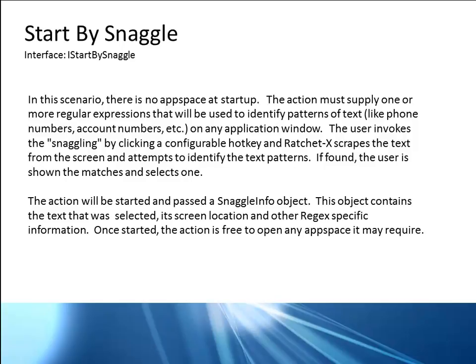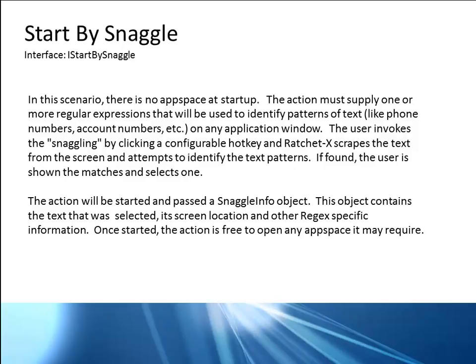The user invokes the snaggling by clicking a hotkey that's configurable, and Ratchet-X will then scrape the text from the screen, and it attempts to identify the text patterns using the regexes provided. If found, the user is shown the matches and they select one. The action will then be started and passed a Snaggle info object. This object contains the text that was selected, its screen location, and other regex specific information that might be usable by the action author. Once started, the action is free to open any app spaces it may require.